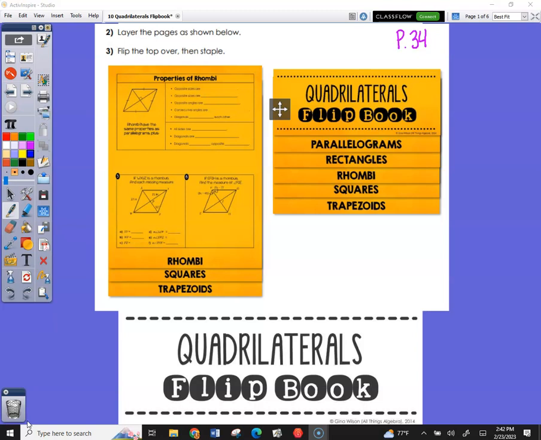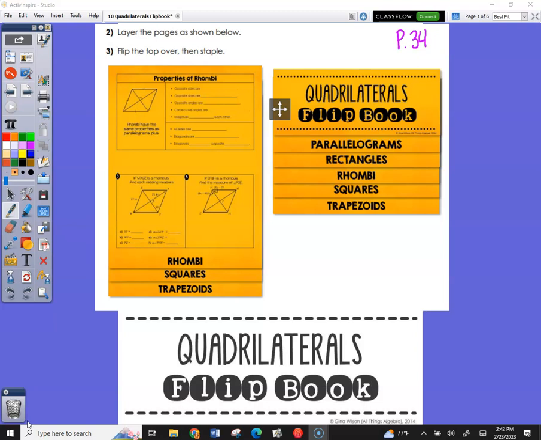We're now studying four-sided shapes, which are called quadrilaterals. Although your flip book includes the word trapezoids, we will not actually be covering that. We will just glance at it when we are done so you can see what the general shape is. But as far as needing to know the properties of a trapezoid, you do not.